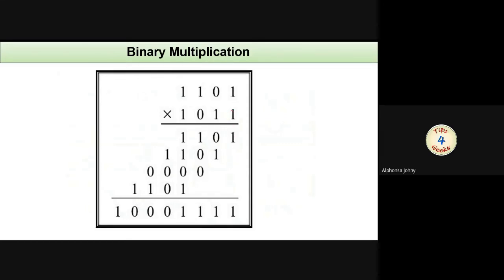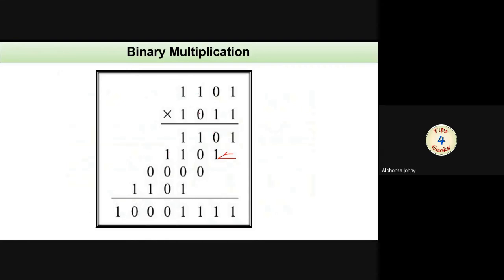1 into 1, the answer is 1. Then 1 into 0 is 0, 1 into 1 is 1, 1 into 1 is 1. That completes the multiplication with the LSB of the multiplier. Next, we choose the next bit in the multiplier and multiply it with all 4 bits of the multiplicand. 1 into 1, the answer is 1. We have to write this 1 over here, not here. That is what we need to take care of. So 1 into 1 is 1, 1 into 0 is 0, 1 into 1 is 1, 1 into 1 is 1.